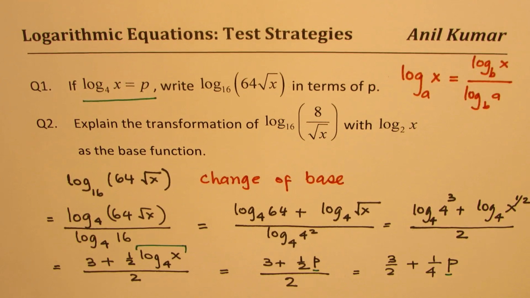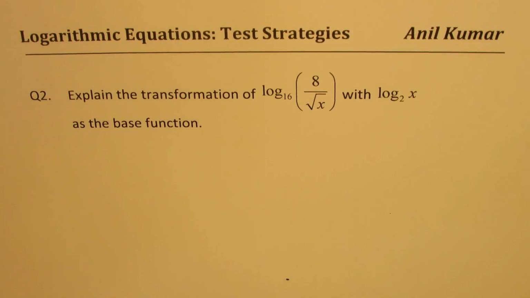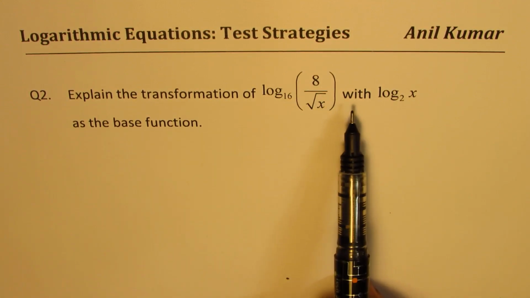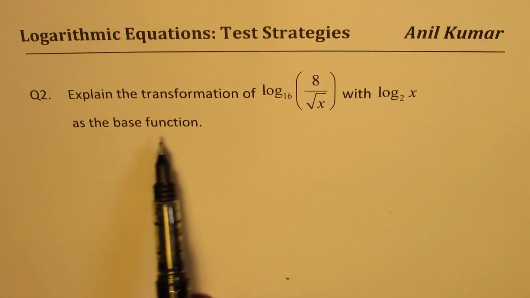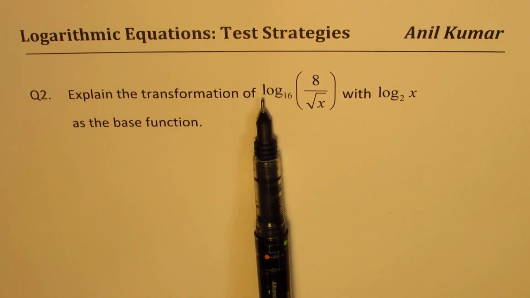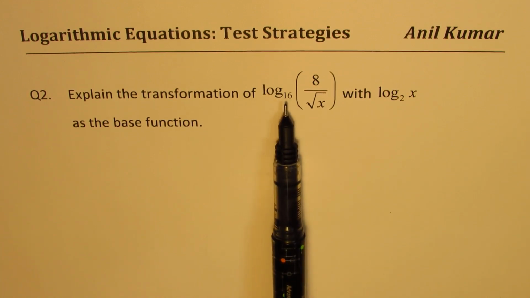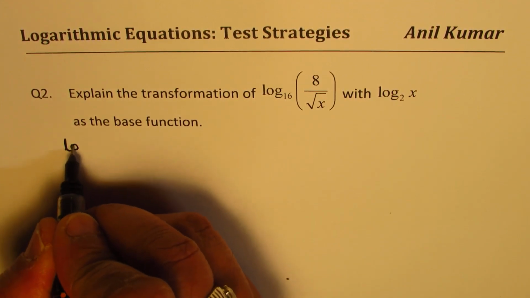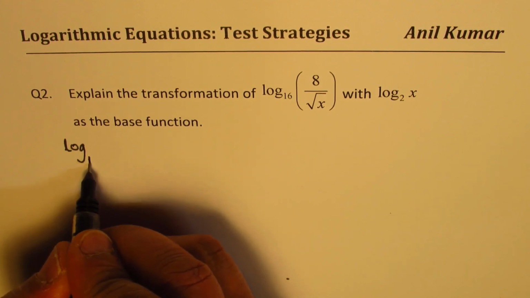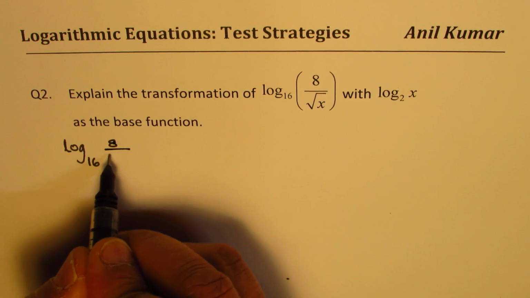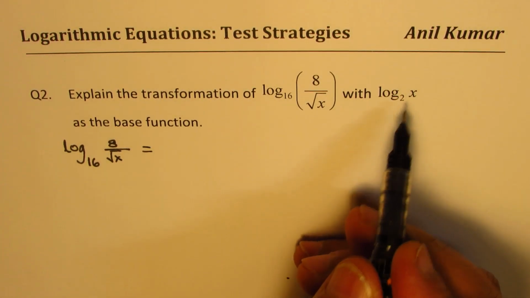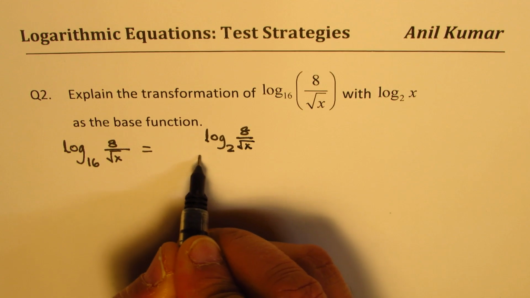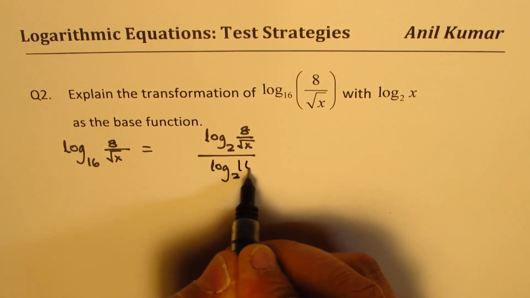Now let's move on and solve question number 2. Explain the transformation of log to the base 16 of 8 over square root x with log to the base 2 of x as the base function. So we need to now rewrite the logarithmic function to the base 16 as a logarithmic function to the base 2 to describe the transformation, correct? So we'll apply similar strategies as we did in question number 1. So log to the base 16 of 8 over square root of x, we will change the base to 2, right? So we could write this as log to the base 2 of 8 over square root of x divided by log to the base 2 of 16, right?